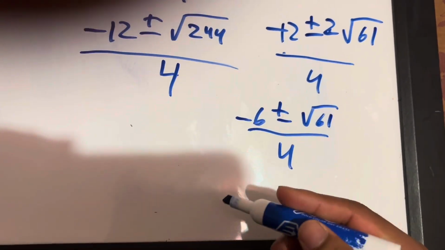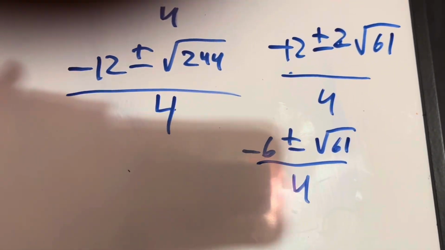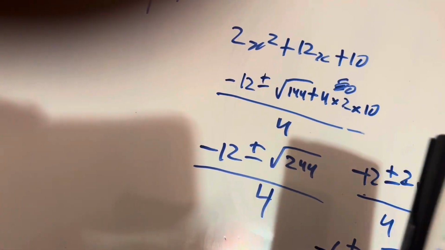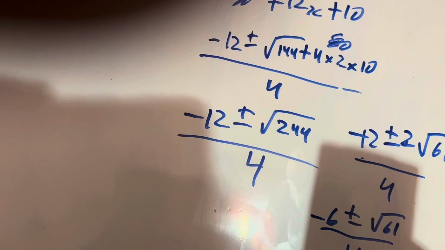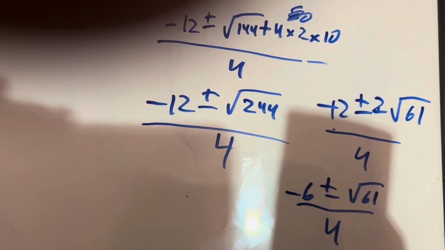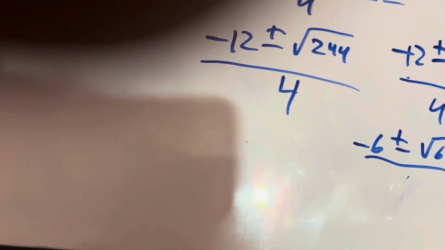Now all we have to do is calculate it. So just plug that into your calculator. I'm going to do negative 6 plus the square root of 61, enter, divided by, oops, I forgot to make that into a 2.